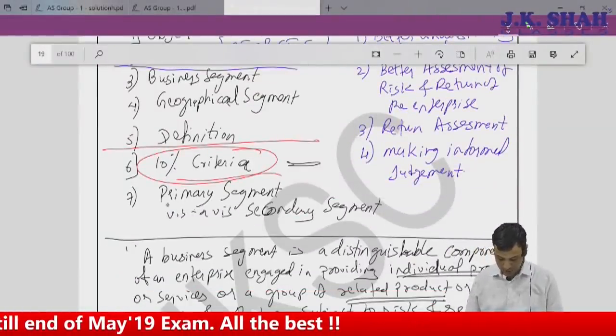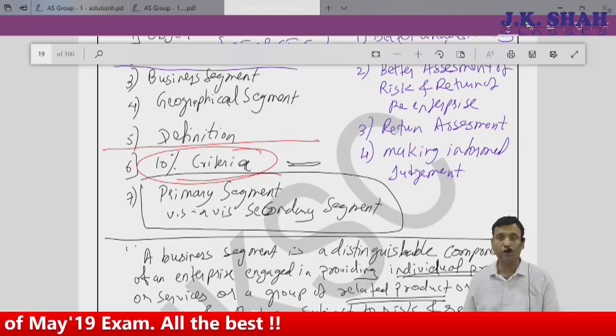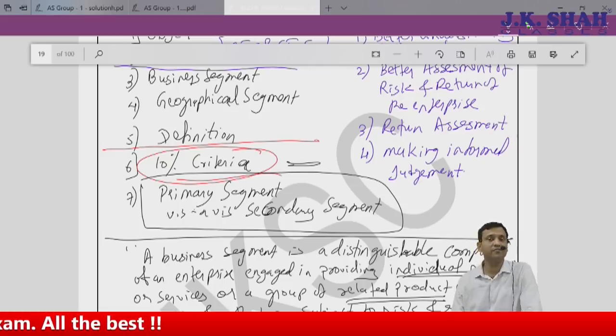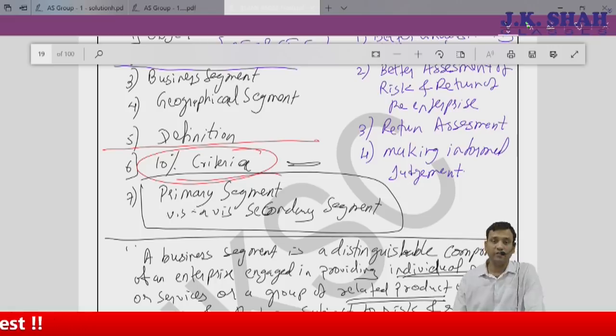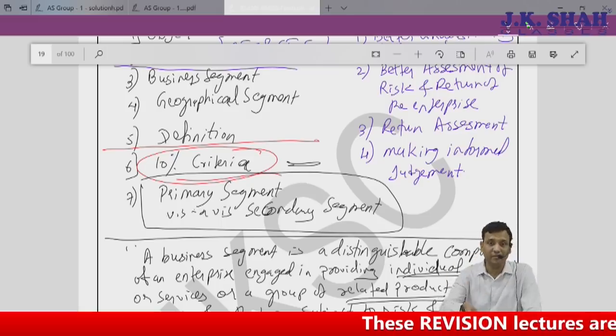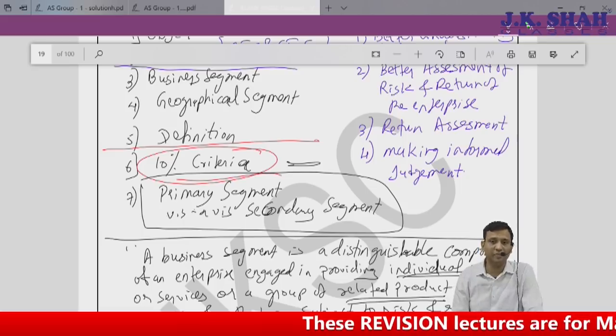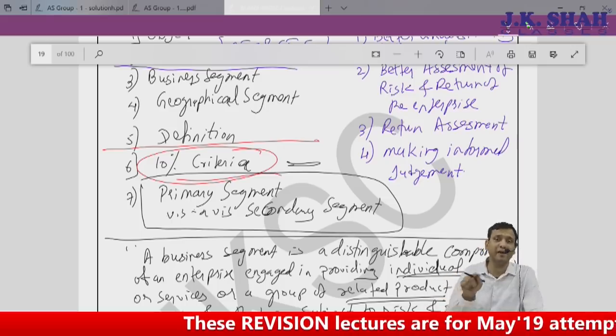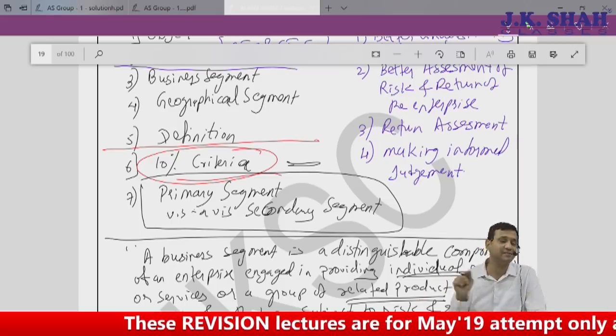The 10% criteria is over. Now I can just speak in a normal way. Primary segment and secondary segment. This is with reference to the reporting. The reporting requirement for a primary segment is different from a secondary segment under AS 17. A business segment can be a primary segment, or a geographical segment can be a primary segment. If business is the primary segment, then geographical is the secondary segment. If geographical is the primary segment, then business is the secondary segment.